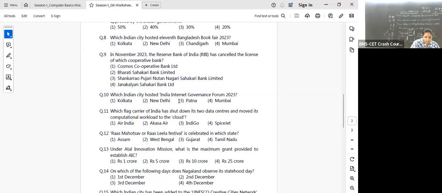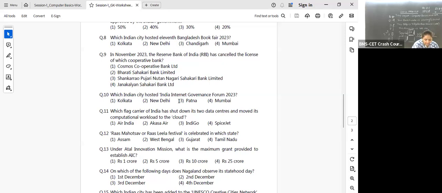Okay. Right. Next one, which flag carrier of India has shut down its 2 data centers and moved its computational workload to the cloud, and that's Air India. This was too much in news, I don't know whether you must have come across this or not. Next one we'll solve. Ras Mahotsav or Ras Leela festival is celebrated in which state? And that's Assam.